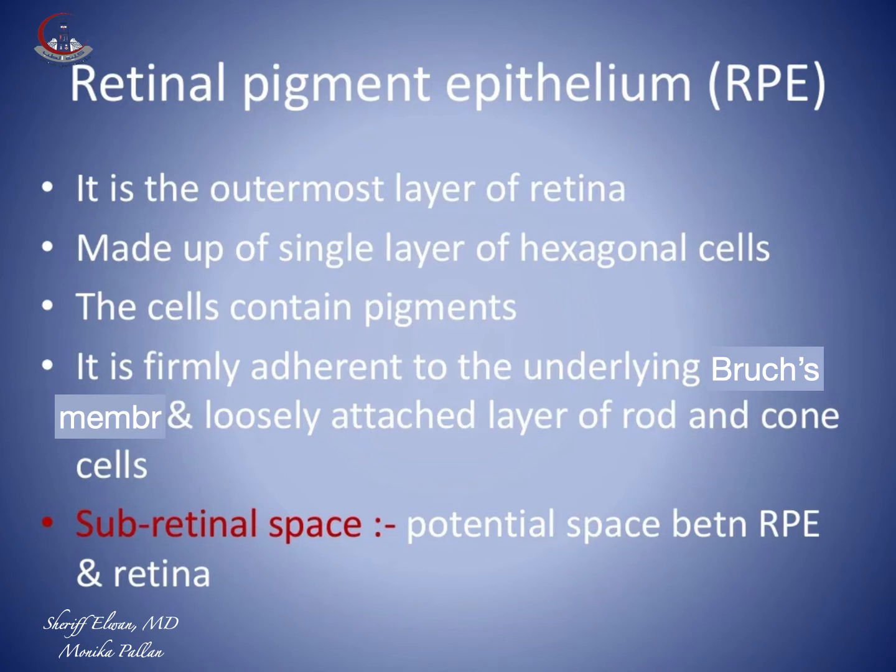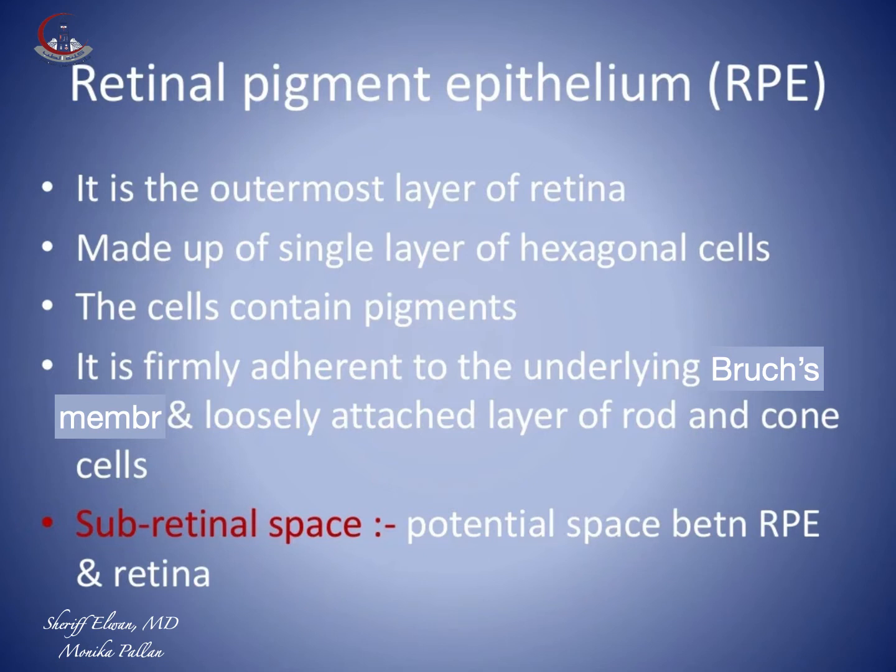Actually, the retinal pigment epithelium is the outermost layer of the retina, as I said. It's made up of a single layer of hexagonal cells that contain pigment. It is firmly adherent to the underlying Bruch's membrane of the choroid and loosely attached to the layer of the rod and cone cells.